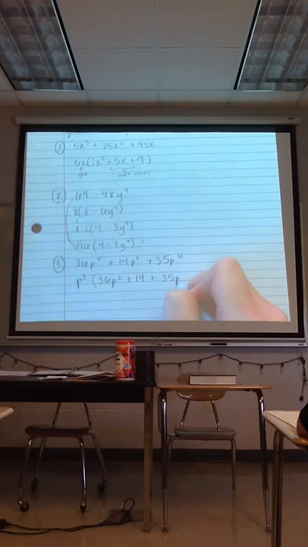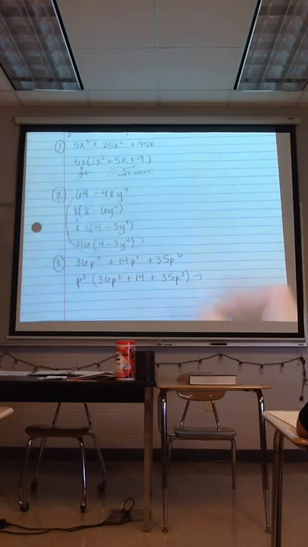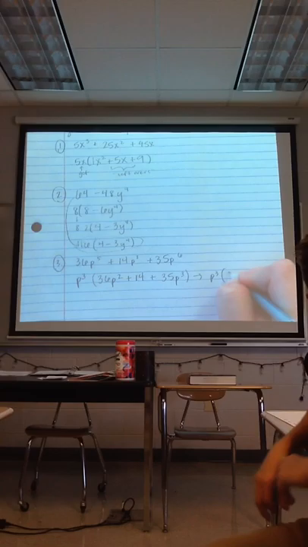So, leftovers, 36p to the what? Second. Plus 14p? No, 14. Plus 35p.